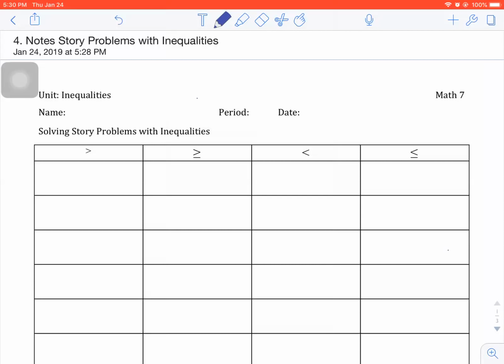We're going to go back through and review some of the terms or keywords that would go with each inequality sign, and then we're going to talk about how to solve some story problems that involve inequalities. So to start off with, we know that this first sign is greater than.